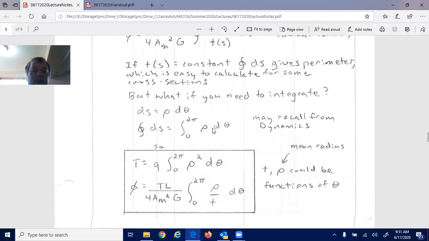From the torque standpoint, torque is equal to Q times the integral from 0 to 2 pi. We had a rho in that expression for torque, so that gets multiplied by the other rho to leave us with rho squared d theta. And your angle of twist is TL over 4 A_m squared G, times the integral of rho over t d theta around that full 0 to 2 pi all the way around. So your thickness and rho could be a function of theta, and then you would have to integrate through that expression.